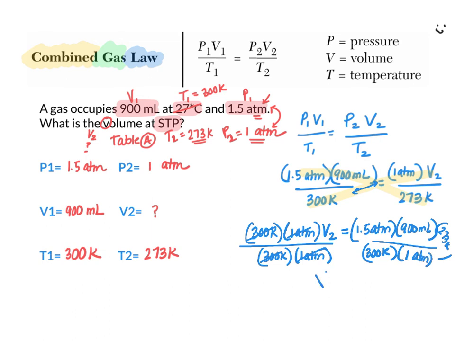And then I would have to grab a calculator. Of course, you're grabbing a calculator. You're always allowed a calculator for our tests. And you're going to calculate that. So 1.5 times 900 times 273, then divide by 300. And that results in 1,228.5. Let me see, this was in milliliters, so I'm going to write milliliters as the new volume of this gas.